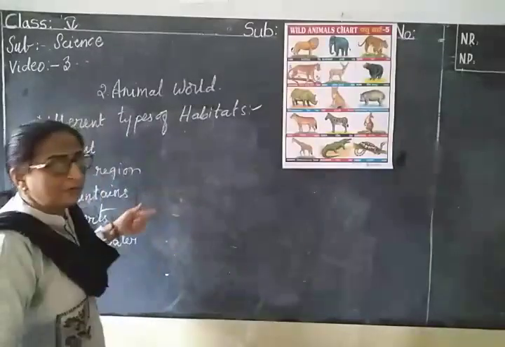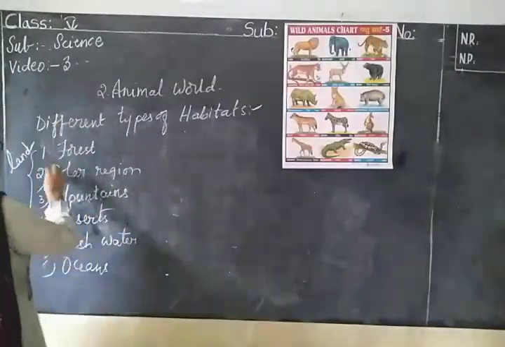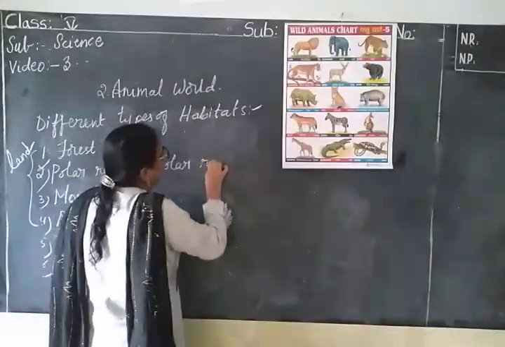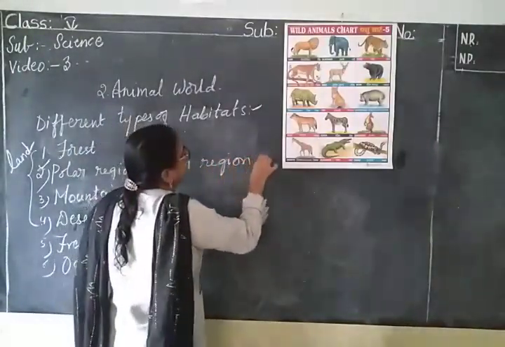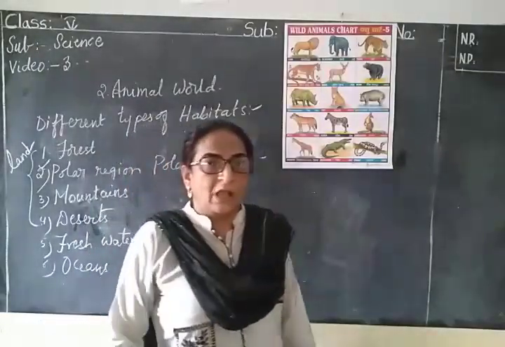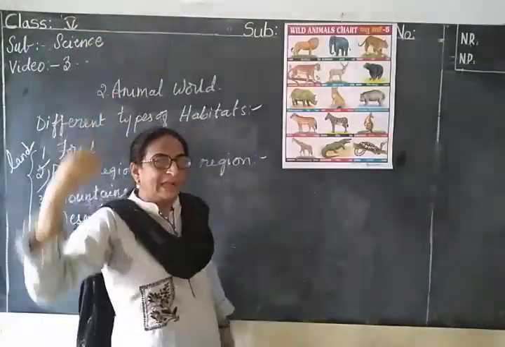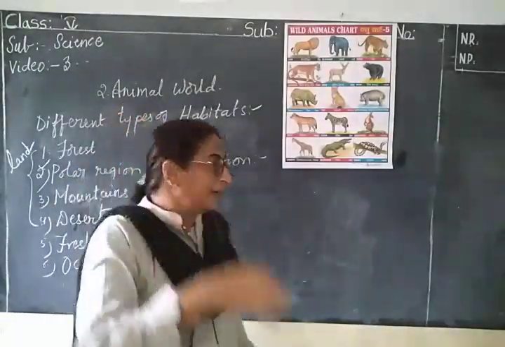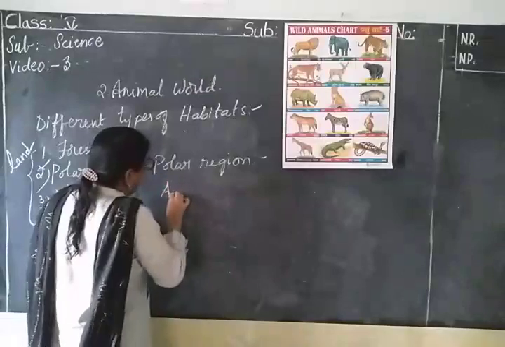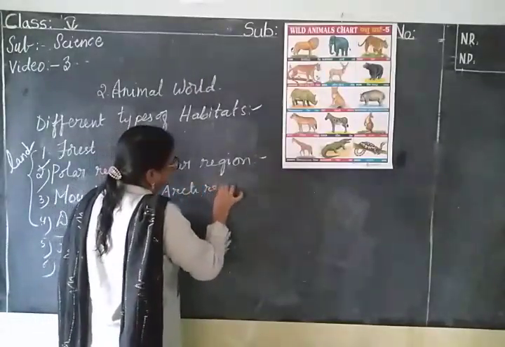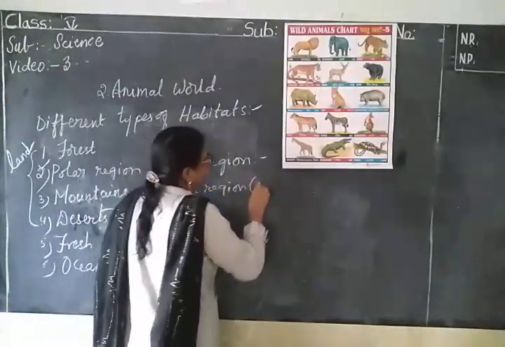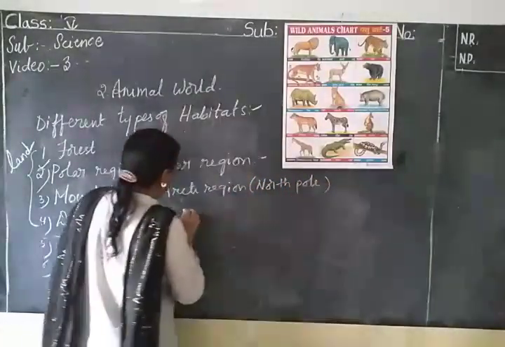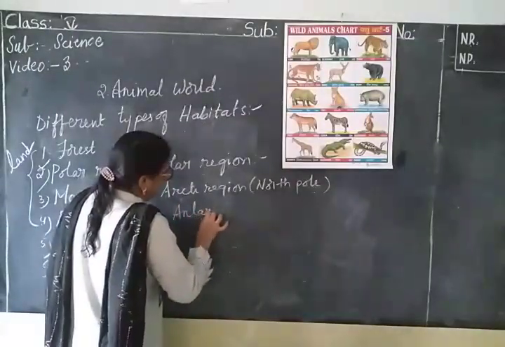Now let us come to the next habitat, that is polar region. So let us learn about the polar region. Now what do you know about the polar region? You know, Arctic Circle and Antarctic Circles, North Poles and South Poles. Antarctic and the North Pole, Arctic region, North Poles.